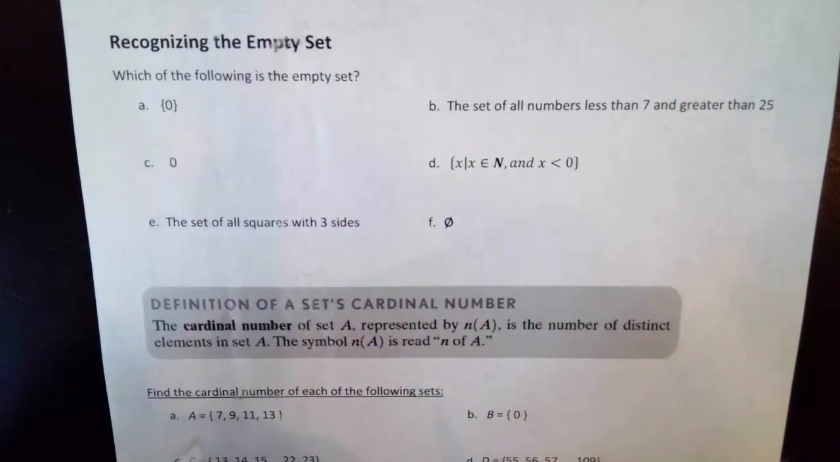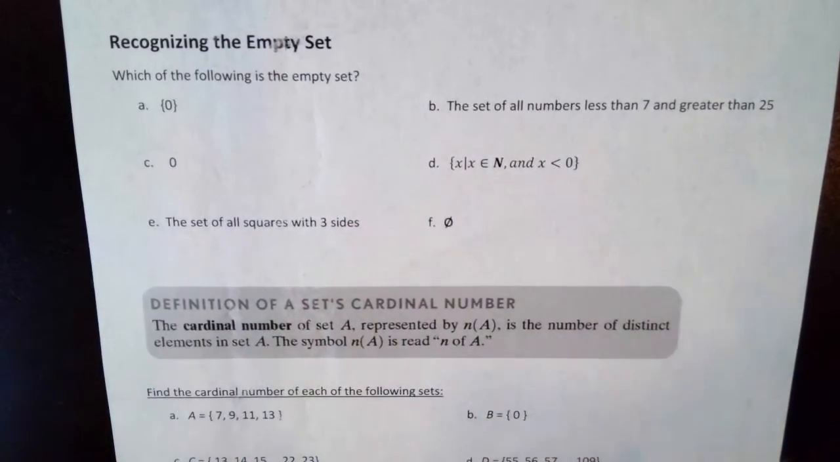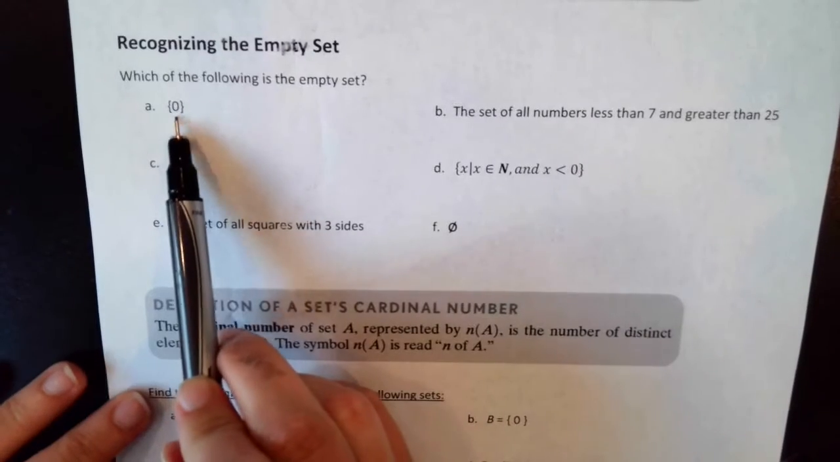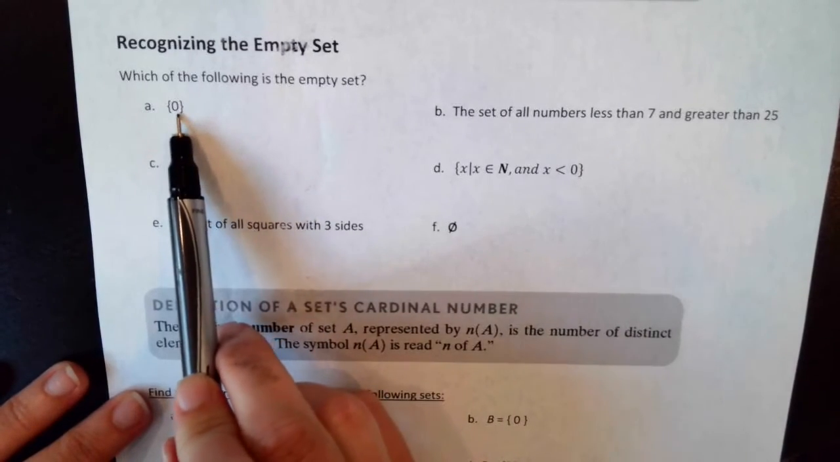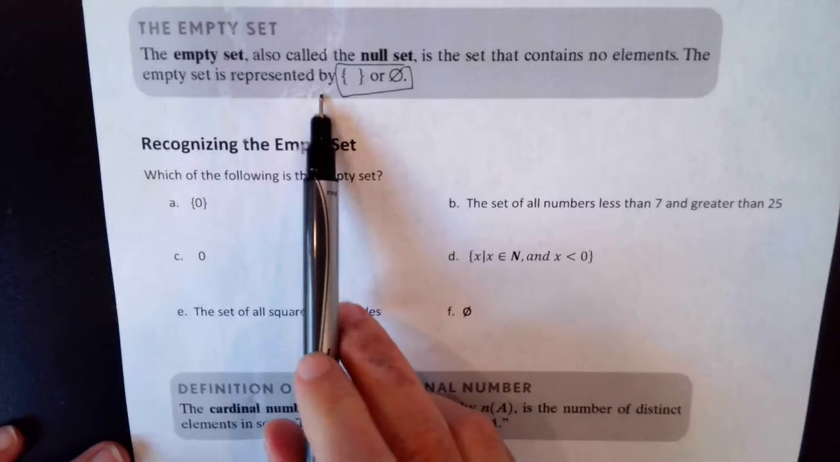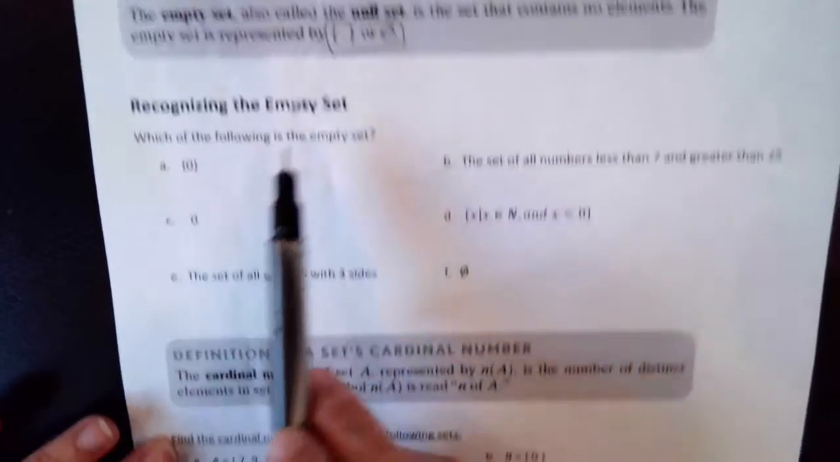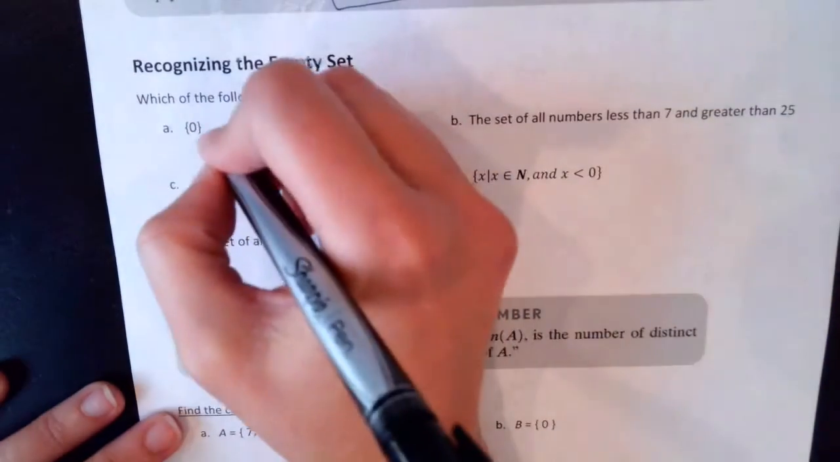So on this homework, the problems for these will just say, which of the following is the empty set? And you'll just click yes, that's the empty set, or no, that's not the empty set. It's just a yes or no. So let's look at this one. This one has braces, but it has something in between the braces. And the empty set has nothing in between. So this is not the empty set.